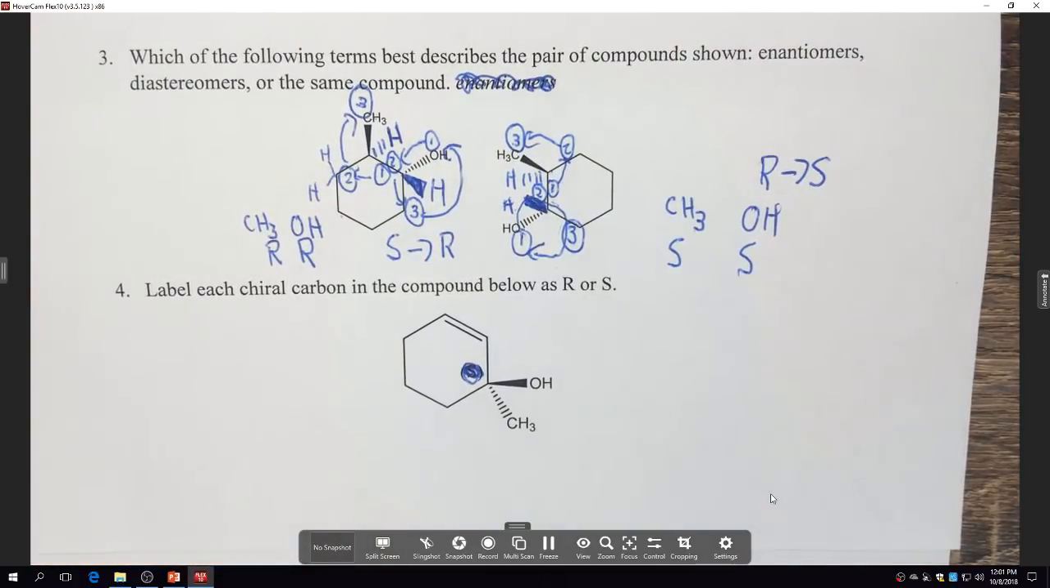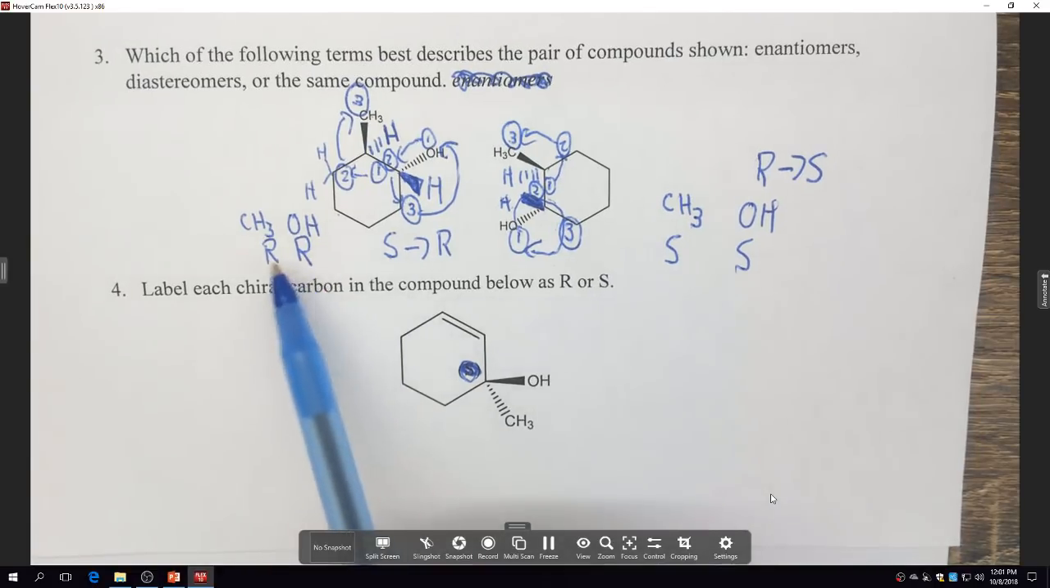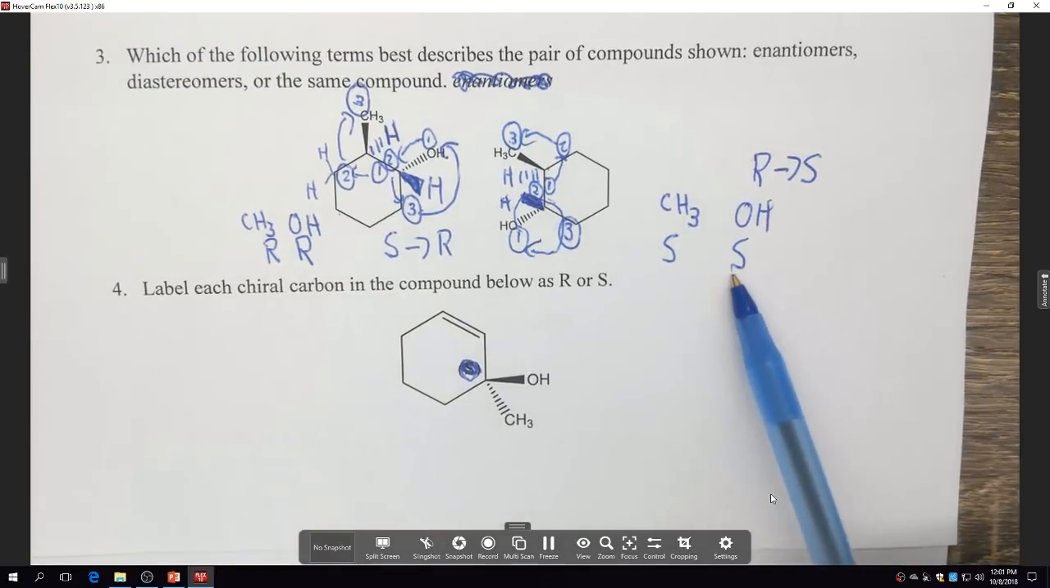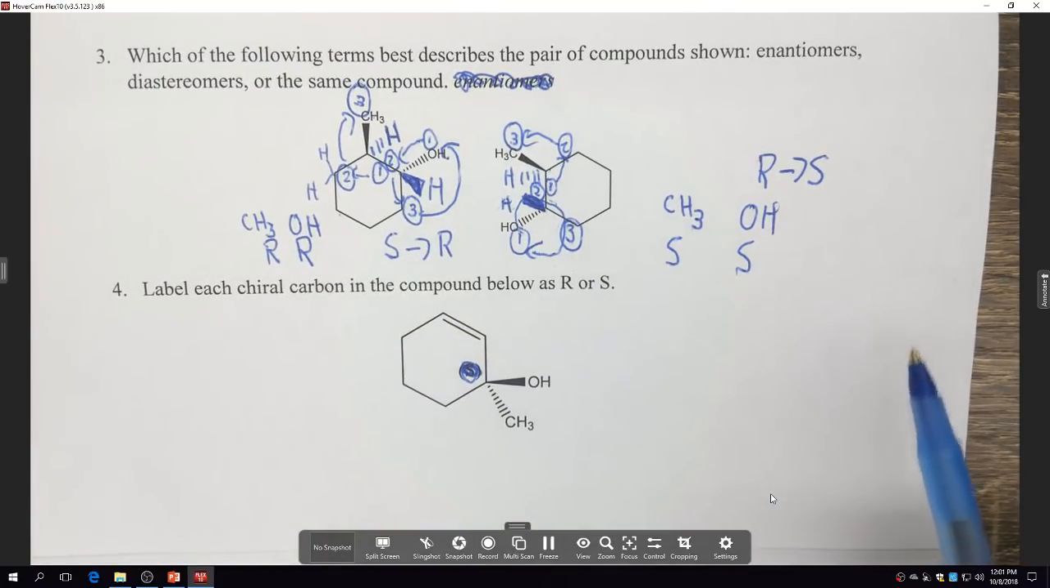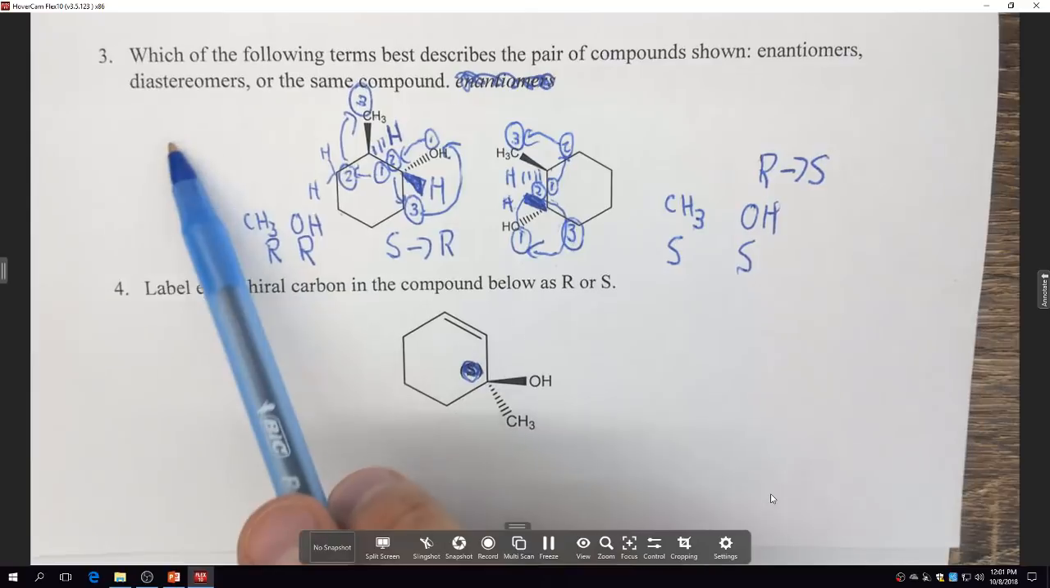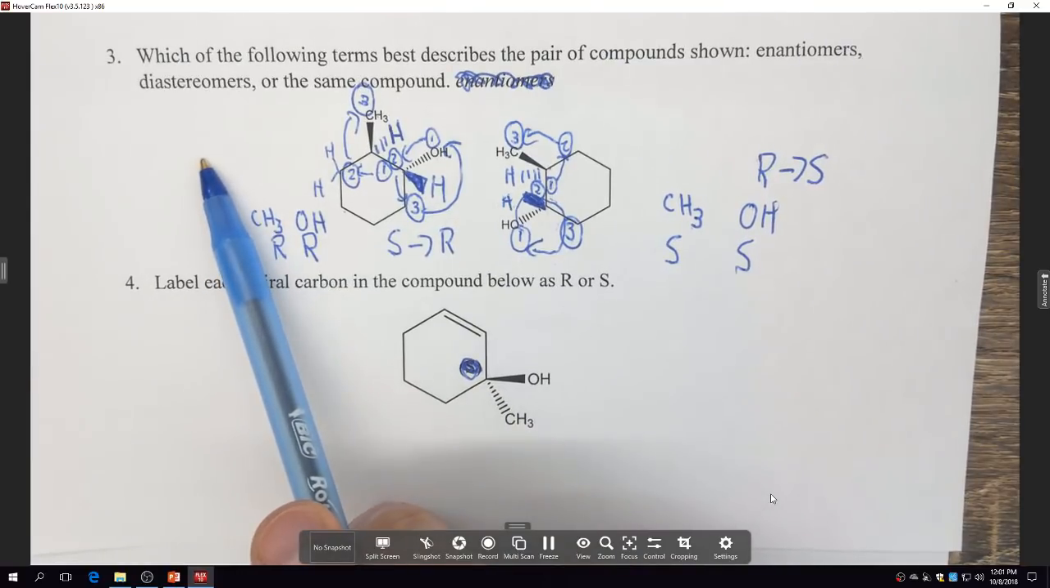Now, this is a very hard question if you haven't had this before. This is pretty much an impossible question. But now that we've figured out the configuration, this one is both R and this one is both S. Do you know if they're enantiomers or diastereomers? They're definitely not the same molecule, right?